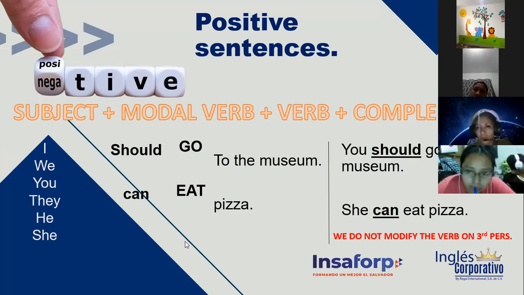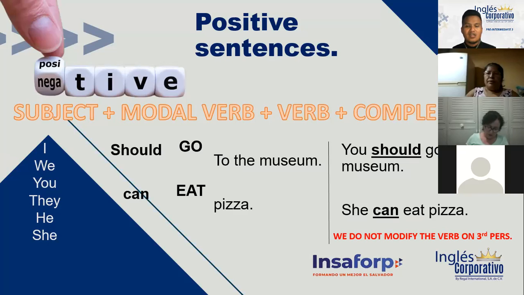Yes? So, I think that you are clear what the third person is. He, she, and it, right? So, as you know, in the simple present, we need to modify the verb in order to make sense and to make it grammatically correct. But when we are using a modal verb, we will never, ever, keep that in mind, please, we will never, ever modify the verb in the third person. As you can see here in the example, it says, she can eat pizza.